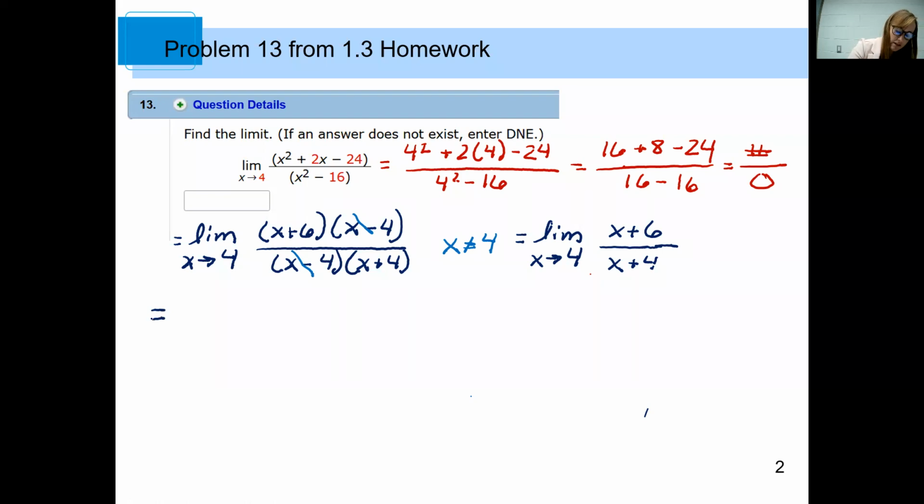So we can then go ahead and substitute in 4 for x, and we get the expression 4 plus 6 over 4 plus 4. And this gives me 10 over 8, which if you reduce, they each have a common factor of 2. And so then this reduces to 5/4. So our limit as x approaches 4 of x squared plus 2x minus 24 over the quantity x squared minus 16 is going to be 5/4.